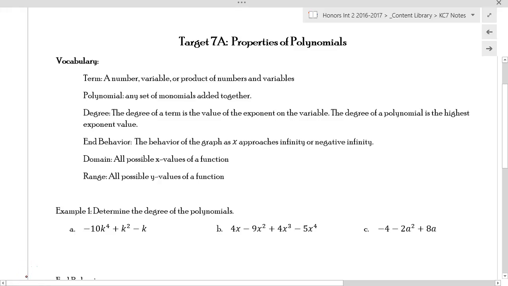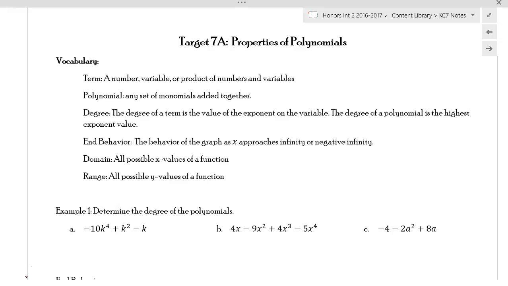Hey guys, today we're starting target 7a, which is properties of polynomials. So let's look at some of our vocabulary. We've talked about a term before. A term is just a number, variable, or a product of numbers and variables, so multiplying together. So the number 4 could be a term, but also like 4x squared is a term. So it has variables in there, it's still a term.